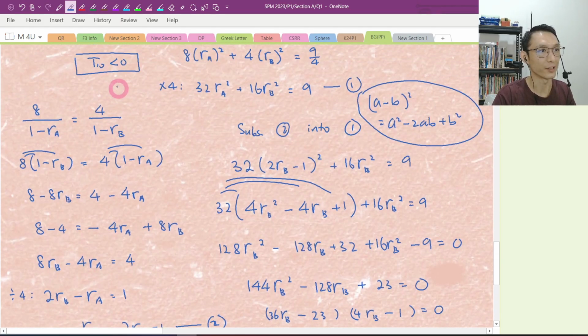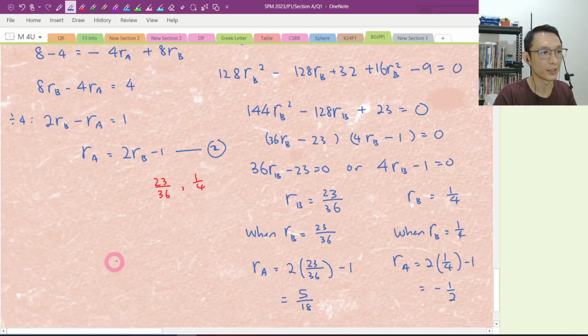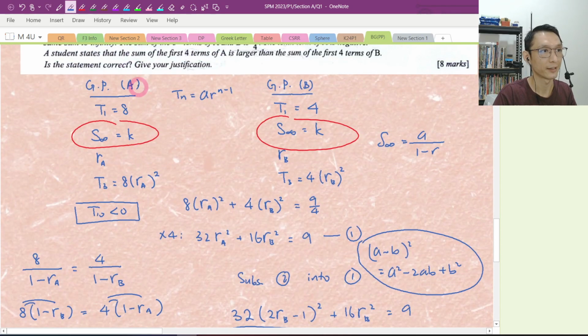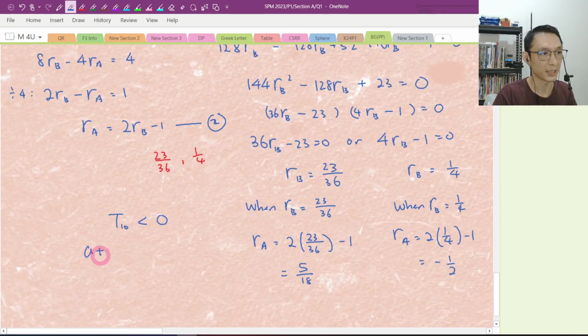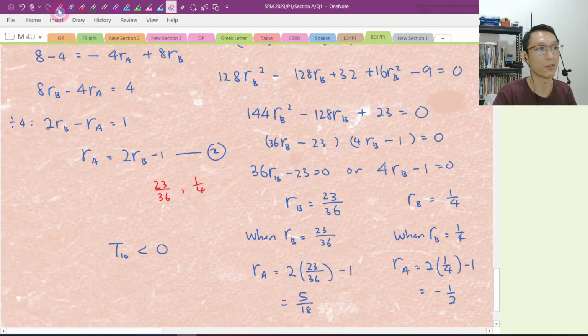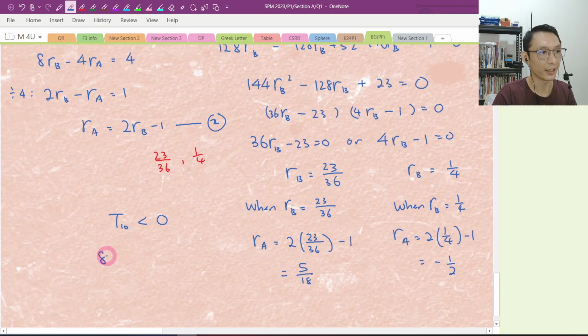Now, go back to this. T10 is less than 0. T10 is, this is AP, right? A plus n minus 1 times d. The d is, oh, sorry, I used the wrong formula because this is GP. I need to use the GP formula: A times r to the power n minus 1. So 10 minus 1, you will get 9, less than 0.